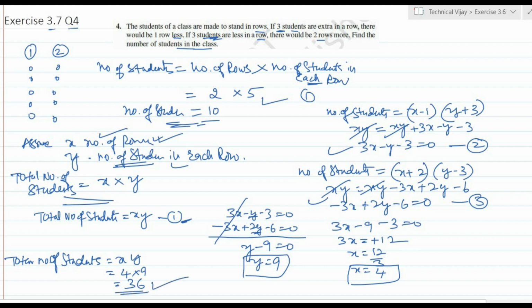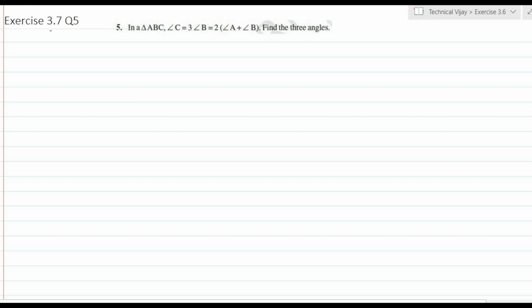Okay. So here exercise 3.7, question number 5. Here in a triangle ABC, angle C is equal to 3 into angle B, which is also equal to 2 into angle A plus B. Okay. Find all the three angles, that is angle A, angle B and angle C. Angle C is equal to 3 times the angle B, and which is equal to 2 times the angle A plus angle B.